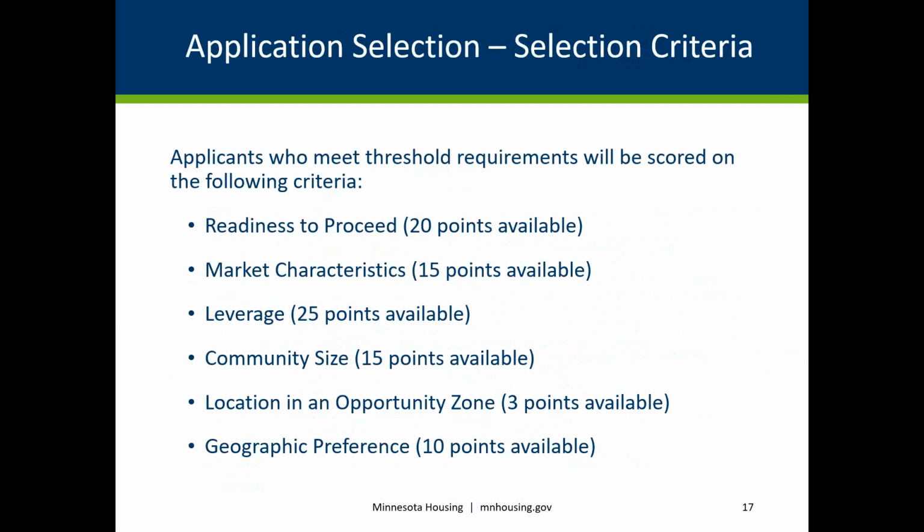Next category is community size, and there are 15 points available in this category. The population of the project area: this program targets 30,000 or less, but 5,000 or less will score the best in this program. Like I stated a few minutes ago, this program was really developed to prioritize and target small communities and small projects. So again, smaller communities are going to score better than larger ones.